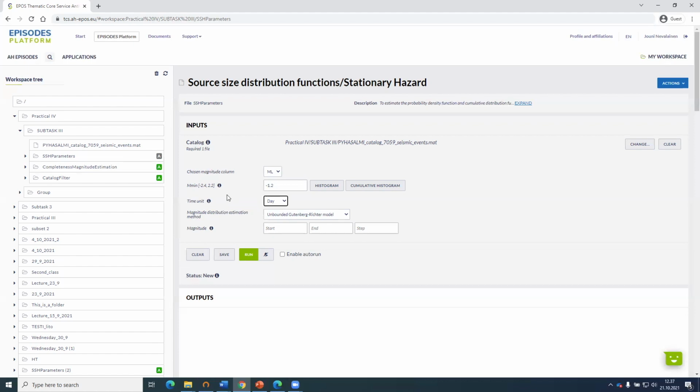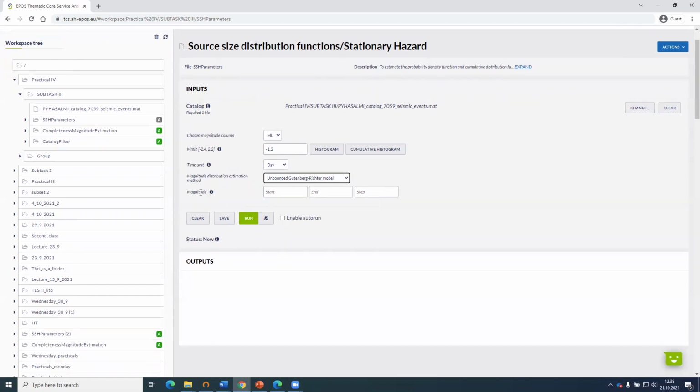So you can see it from the plot. And then there's this magnitude distribution estimation method. There are 4 different ones here: unbounded Gutenberg-Richter model, upper bounded, which gives the upper bound limit for the analysis, that is, the largest magnitude that can be resolved using this Gutenberg-Richter magnitude distribution function and relation. Then there is non-parametric kernel and non-parametric kernel with the upper bound. But we are using this unbounded Gutenberg-Richter model, because it's the simplest one.